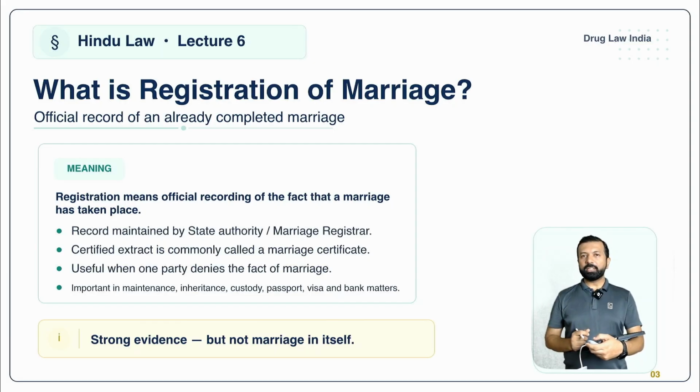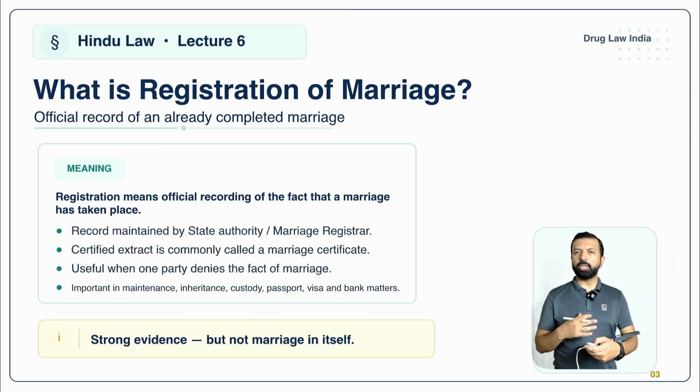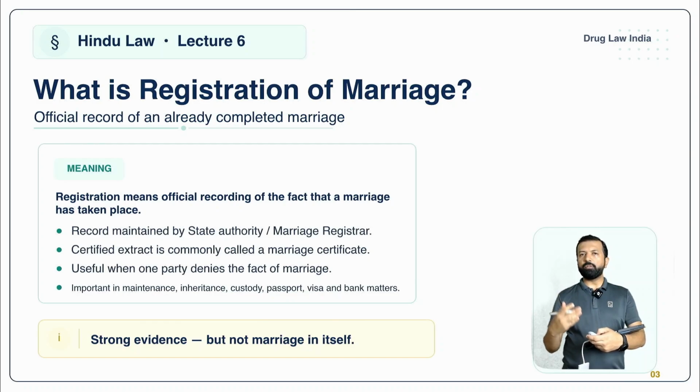Now let us understand what is registration of marriage. Registration of marriage means official recording of the fact that marriage has taken place. This record is maintained by the state authority, usually by the marriage registrar, the sub registrar or some other authority which is notified under the relevant state rules. Once the marriage particulars are entered into the register, the authority may issue a certificate extract, which is commonly called the marriage certificate. Why is this important?